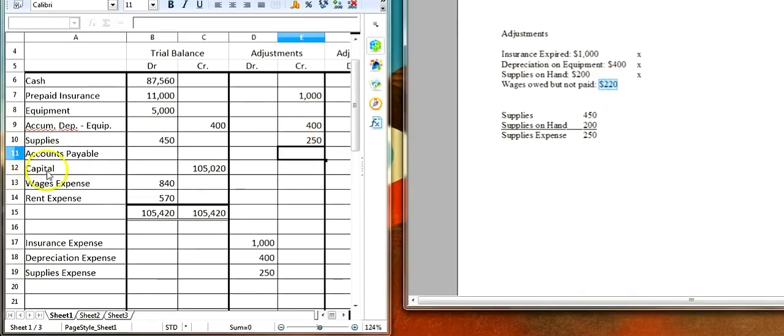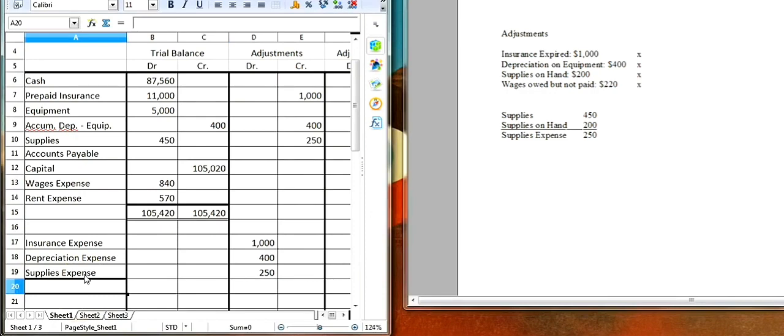Next I have wages owed but not paid, or $220. Over here I've got some wages expense for the month. I had $840 which I paid to my employees, and this wages owed but not paid, we talked about this in an earlier class period, is the amount where I paid them maybe on Monday, and then I had maybe 5 more days where my employees worked but I didn't pay them for it. And I've got accounts payable, but that's different. That is payable. This is acknowledging.